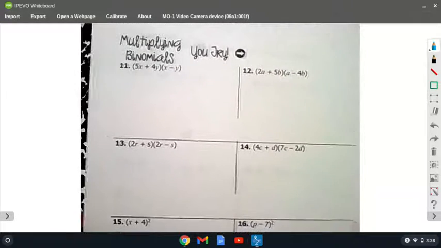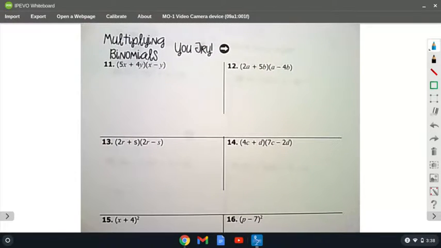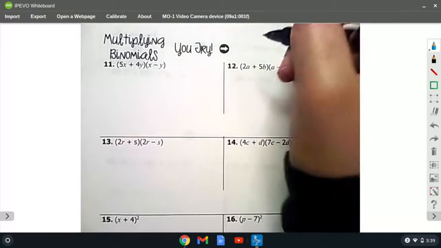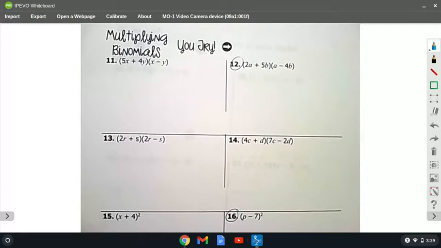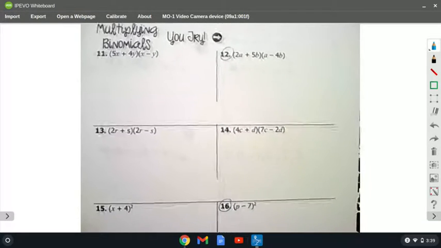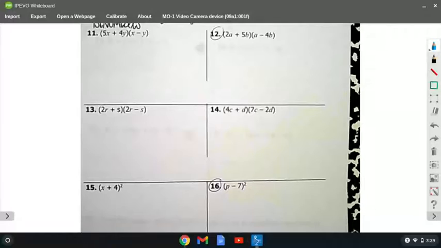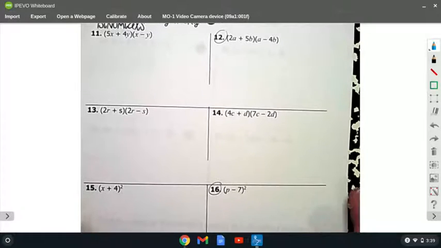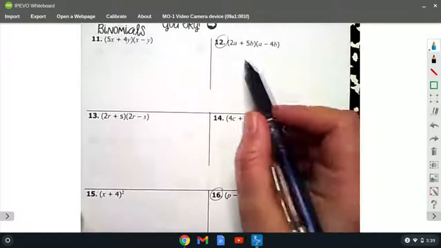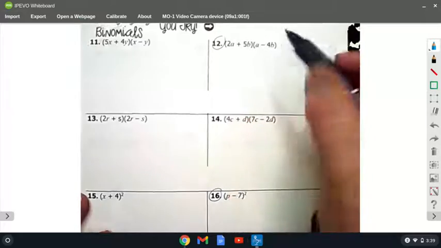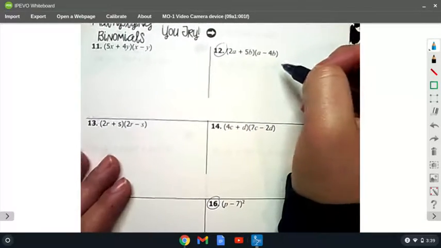So now on this sheet, we have some multiplying binomials that I want you to try. I want to go over number 12 and number 16 before you get started on your own. The reason I want to go over these is because number 12 has two variables in it, so it can get a little tricky.